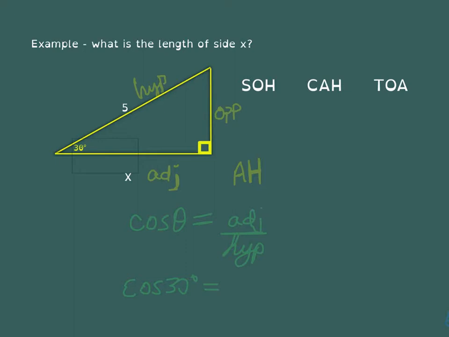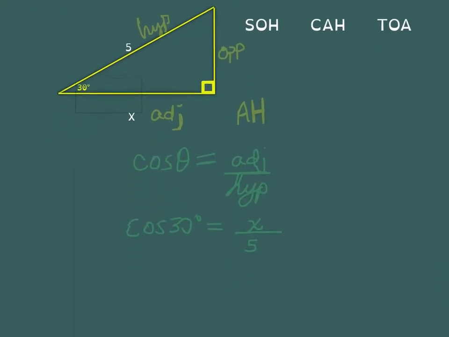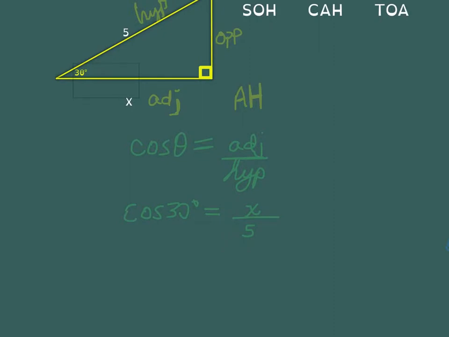Equals, well, the adjacent we don't know. Let's use the unknown x for it. And the hypotenuse we do know, it's 5. Okay, so now that we've got it filled in, this becomes an algebra question. This becomes a question where all we have to do is solve for x. And if we look at x as it stands right now, we're taking x and dividing it by 5, so to get rid of that, we'll multiply both sides by 5.